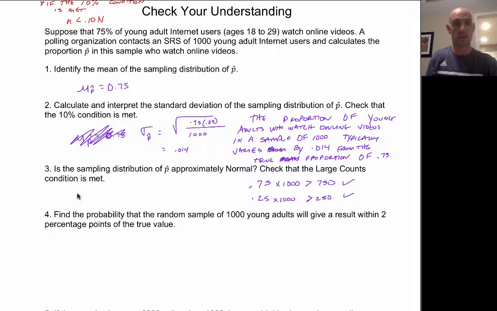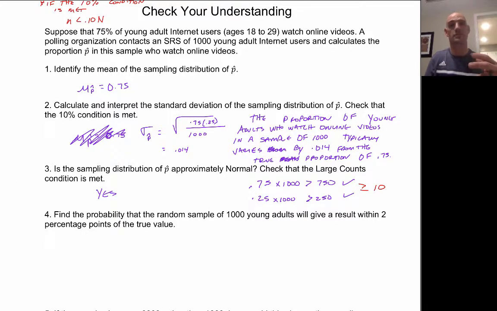So I should say this: we should say both greater than 10. I didn't mean to cross that out. That was an errant mark. There we go. So both of those are greater than 10, which means our large counts conditions are met.